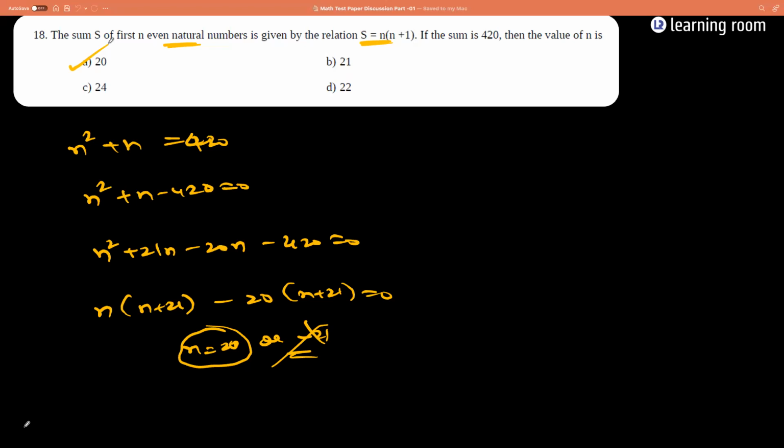Yes, sir. Okay, what about the next one? Highest common factor of smallest prime and smallest composite is 2. Correct? Yes, sir. Smallest prime number is 2 and the smallest composite number is 2. So their highest common factor is 2. Correct? So what is the answer? A or B? A, sir.